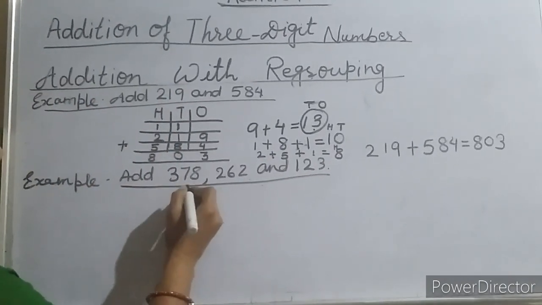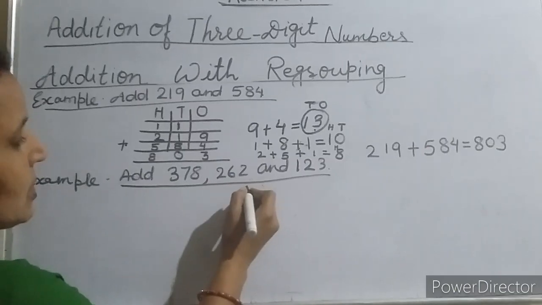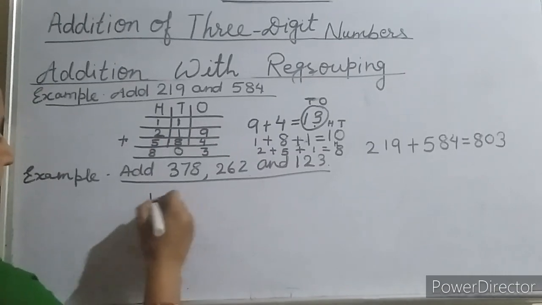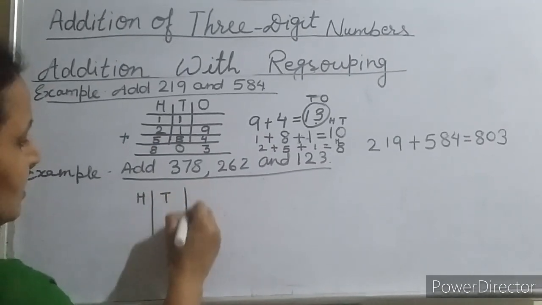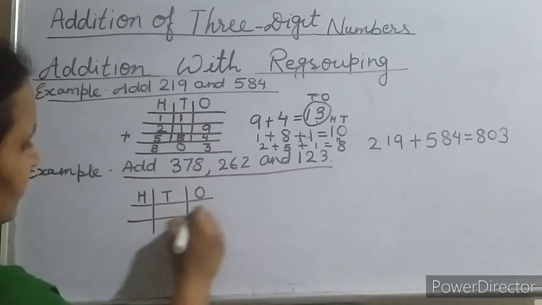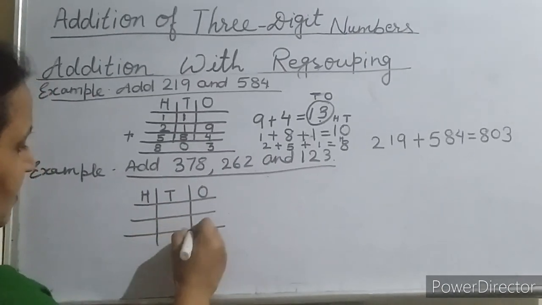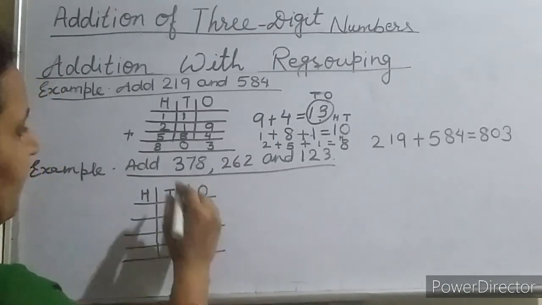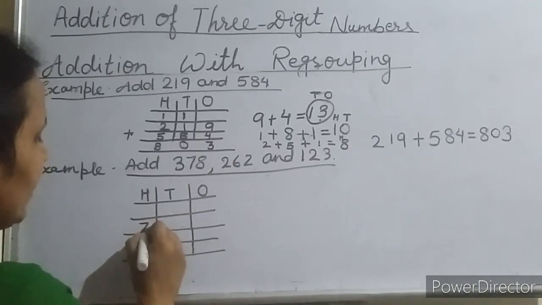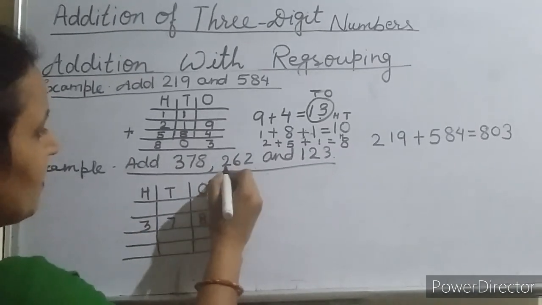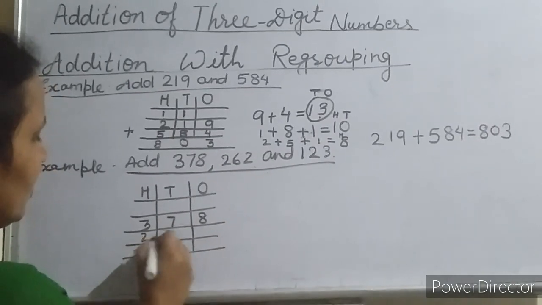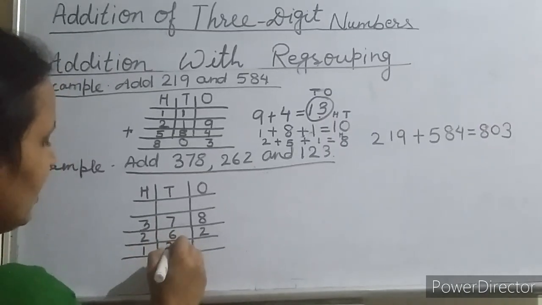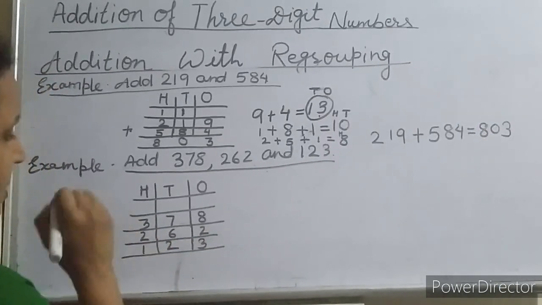Add 378, 262 and 123. So again, arrange these numbers in the column. See, 378 plus 262 plus 123. So what will we do?